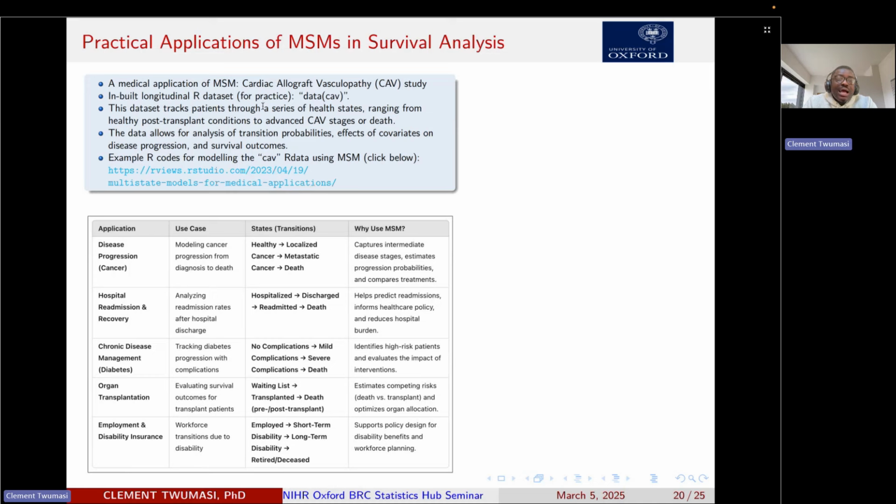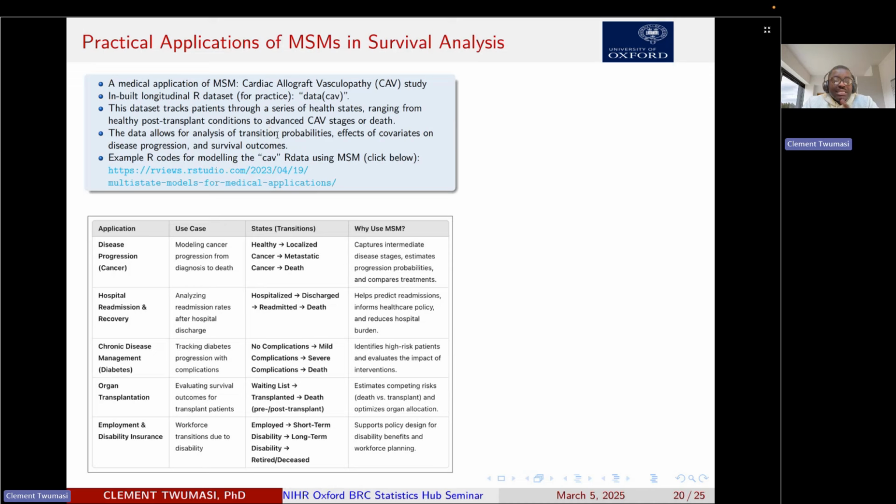There's a particular inbuilt data called the CAV data, which was actually a certain form of cardiac infection from a heart transplant. Basically, it was tracking patients through different health states, ranging from healthy post-transplant conditions to an advanced version of the disease or eventually death. So it was looking at about three or four different disease states, including death.